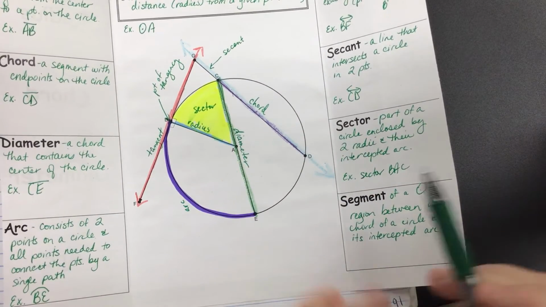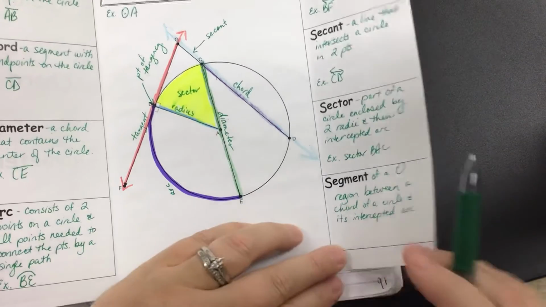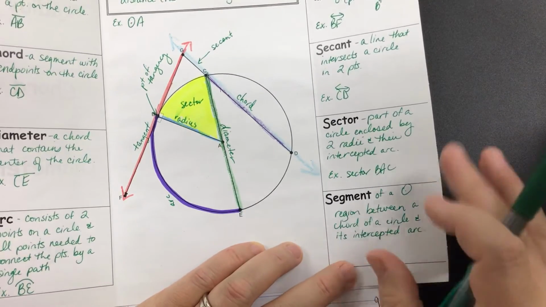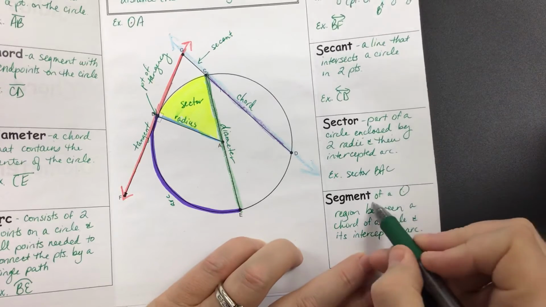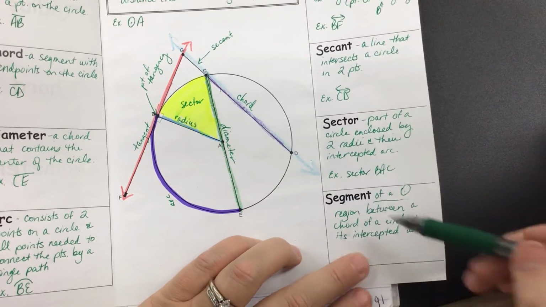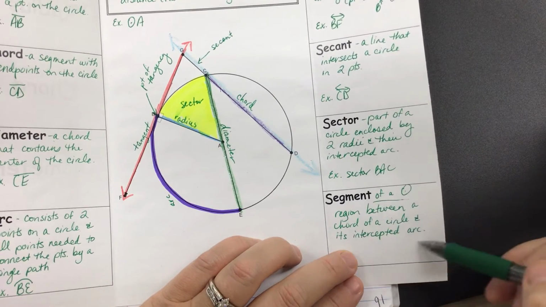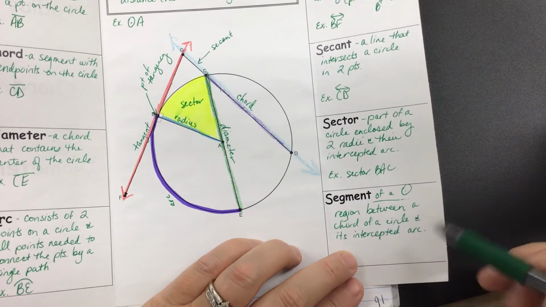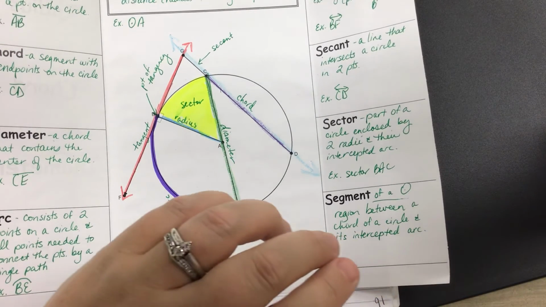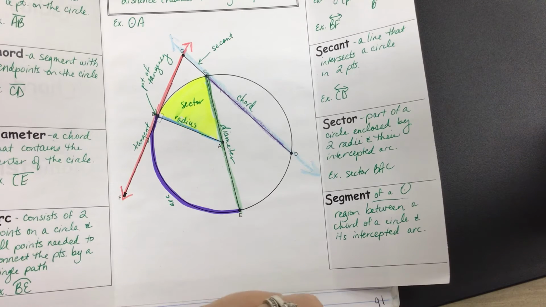And then last but not least, we have something called a segment of a circle. Now, this is not just a segment, it's a segment of a circle. So what this is, it's a region between a chord of a circle and its intercepted arc. So again, it's the region between the chord and the arc.